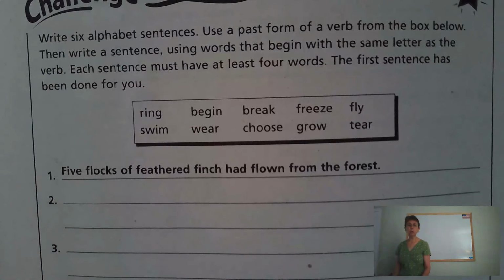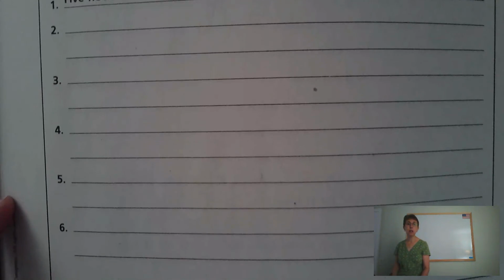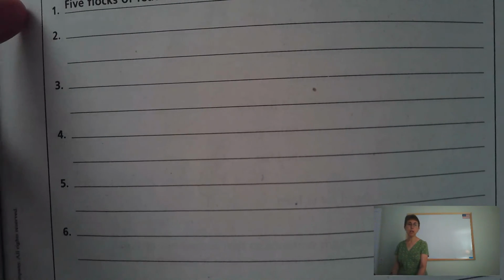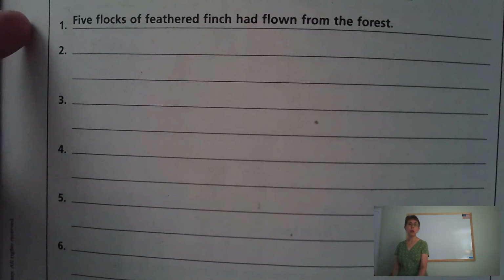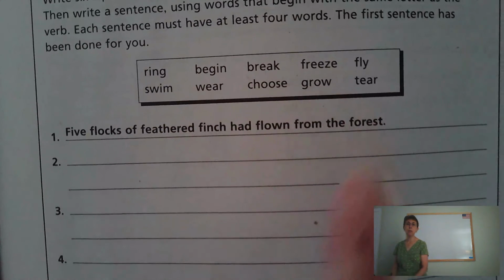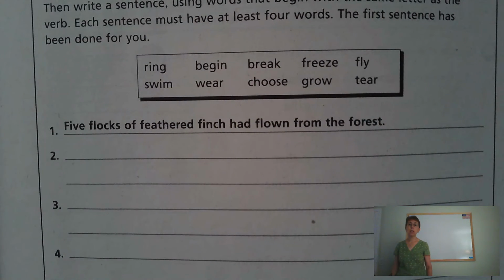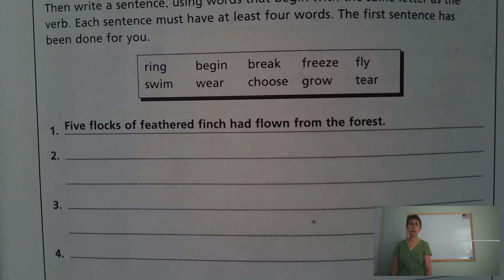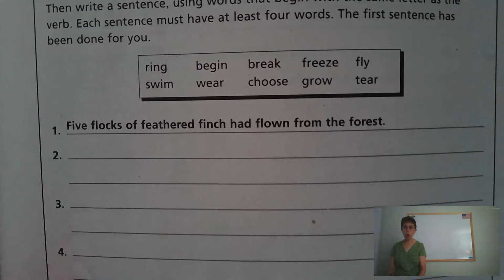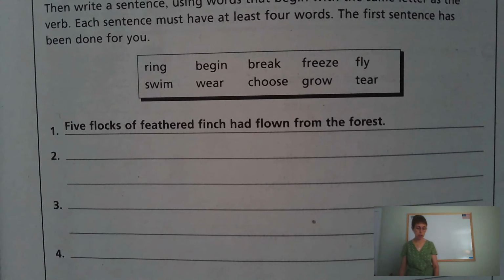So you're only writing 5 sentences here. There's space for 6. They've done the first one for you, so you have just 5 others. But you are choosing verbs from the box, and you're only allowed to use each verb 1 time. It doesn't say it up there, but I'm telling you, you can only use it 1 time. And that's all that you need to complete on this page.